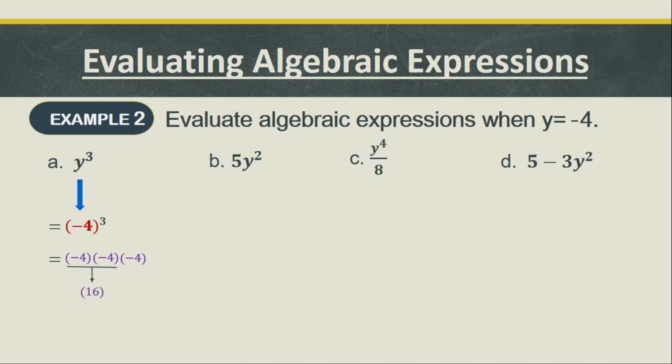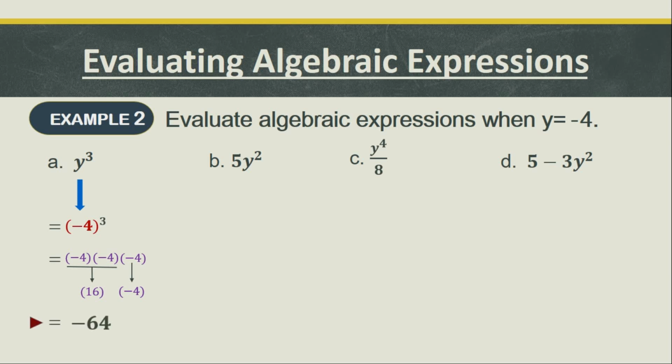And we'll multiply it to negative 4, the third factor. Take note that 16 is positive and 4 is negative. So when we multiply a positive number by a negative number, the result is always a negative number. So positive 16 times negative 4 equals negative 64.